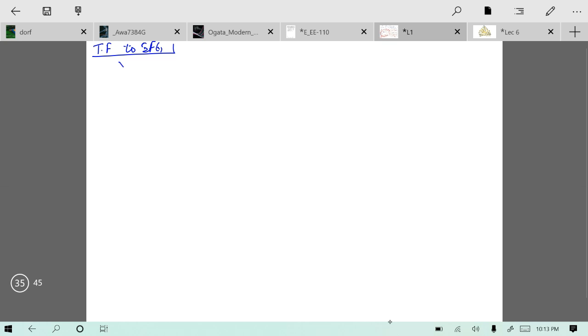We have y of s, which is output, over u of s, which is input, is equal to b naught divided by s^4 plus a3 s cube plus a2 s square plus a1 s plus a naught. I have written this transfer function from your Dorf book, so that it is easy for you to refer afterwards. So this is any of your transfer function, and you want to draw a signal flow graph out of this transfer function. Now what is the first step?